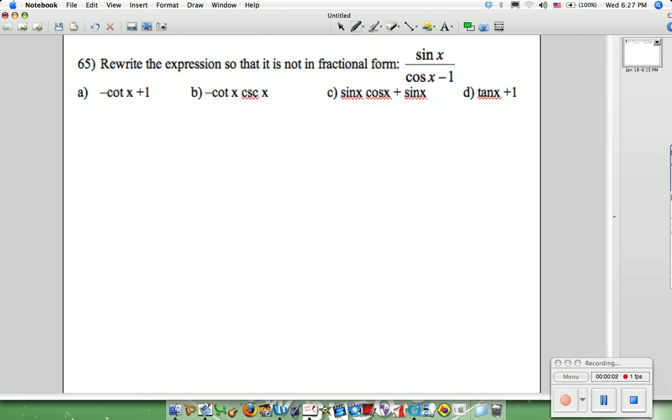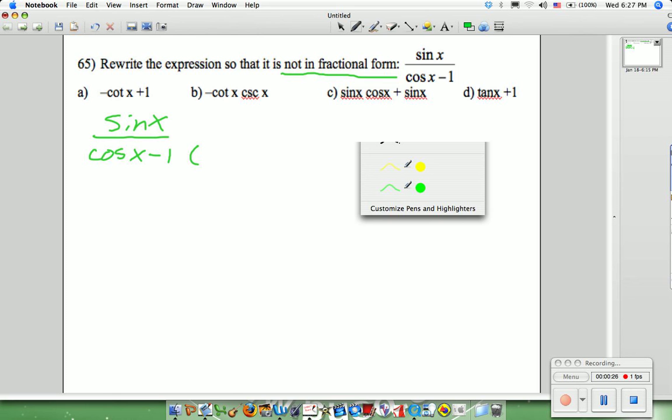Question 65. Rewrite the expression so that it is not in fractional form, also known as not a fraction form. Right. Good. They want you to get rid of cosine x minus 1. And we know the conjugate rule, so what we can do is multiply by the conjugate of cosine x minus 1. What's the conjugate of cosine x minus 1, Trina? Cosine x plus 1. Good.